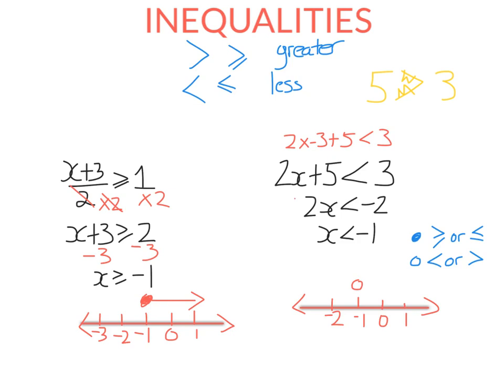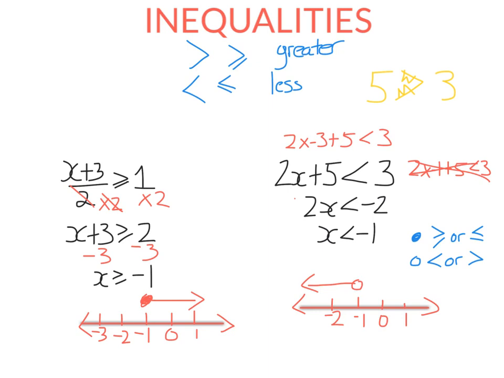That's because if I take my original equation and sub in minus 1, I get 2 times minus 1 plus 5 is less than 3. This is saying 3, because 2 times minus 1 plus 5 is 3. 3 is less than 3. That's not true. 3 is not less than 3. X equals minus 1 is not a solution to this inequality. So that's why I have the open circle to show that I'm not including minus 1. I'm including everything that's less than minus 1, but not actually including minus 1.